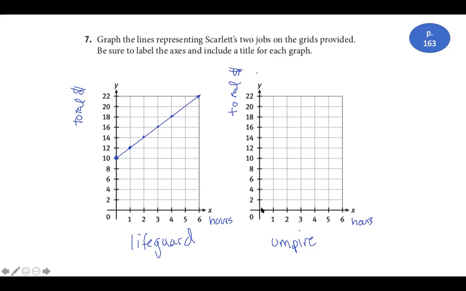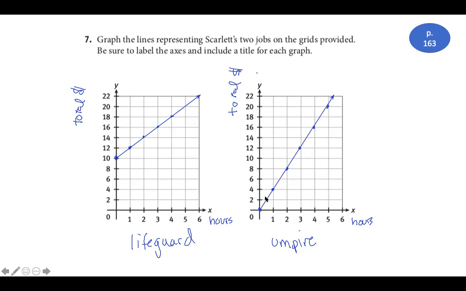For the umpire job, she doesn't earn any money up front. So we're starting at 0, 0. 0 hours, 0 money. But then after 1 hour, she's earned $4 more money per hour. After 2, 8. After 3, 12, and so on. And then I can draw a line through those points. You should be using a straight edge every time you graph a line. Please, please, please. Okay, there are my 2 graphs.